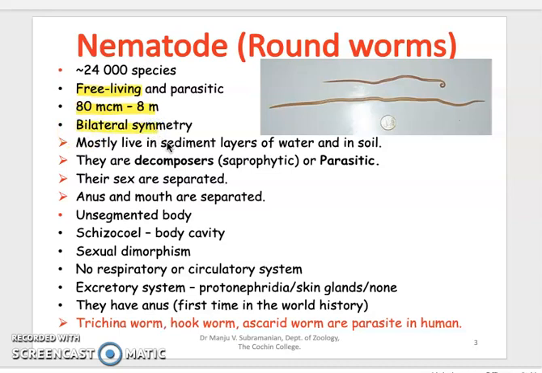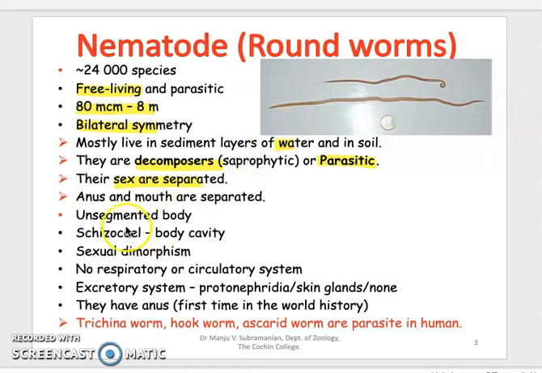They mostly live in the sediment layers of water and the soil. A few of them are decomposers. They may be saprophytic forms or parasitic forms. We'll come to the details of the parasitic forms in coming sections. Then the sexes are separate. As you can see in this picture, these are two roundworms, a female one and a male one. So you can distinguish between the roundworms based upon their sex.